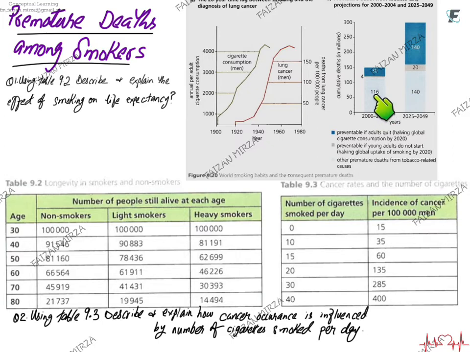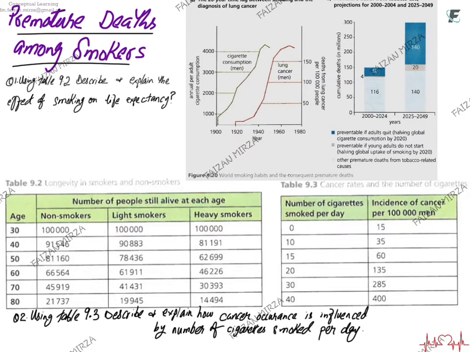And this region, 116 and 140, these are the other premature deaths from tobacco-related causes, which include not just smoking, probably chewing tobacco as well. You can see the age here, and non-smokers and the number of people still alive at each stage. Light smokers and heavy smokers are not very well affected at a young age. But if you go to the 40s, you can see there's a decline. At age 50, again there's a big decline. In the 60s, again you can see a huge decline here.